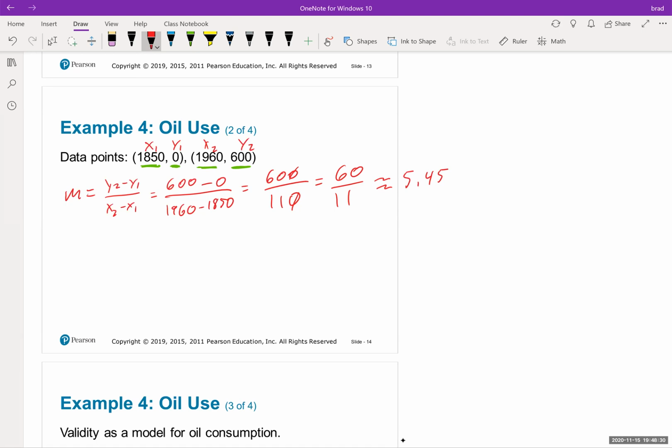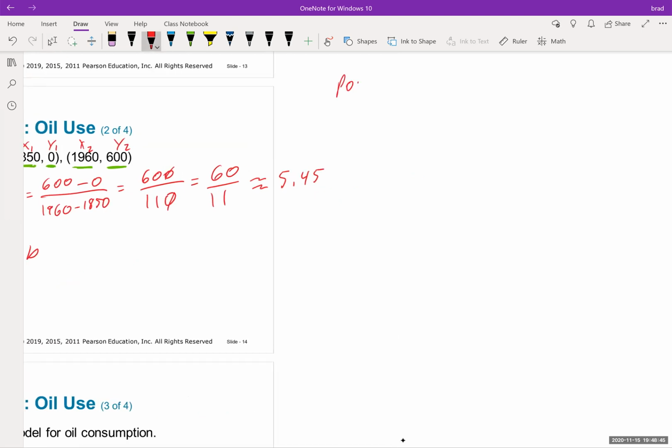Okay, so now we want to do y equals mx plus b. You have a couple choices on how you want to do it. There's one way that the book uses. I always use point slope form to find the equation. This is my preferred method. Your book just plugs a value in and then finds b. I like to use point slope form, which says y minus y1 equals m times x minus x1.